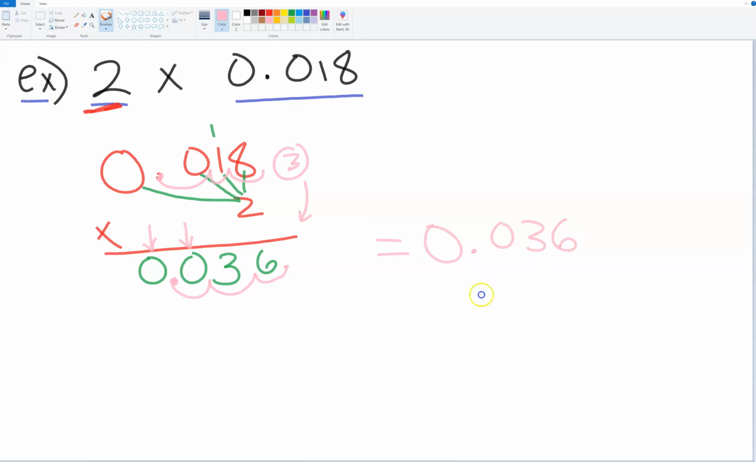0.036, and sometimes it can be written as just .036, but never ever take out any zeros that are after the decimal. If it's before it, then it is optional whether you want to keep it or not.